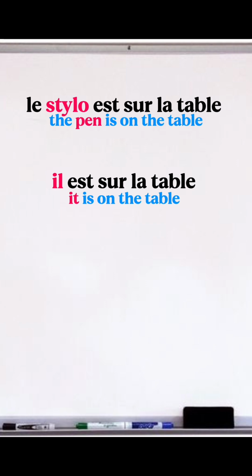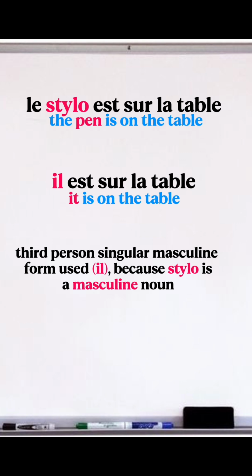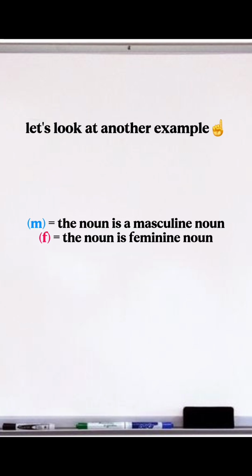You see, I use the third person masculine singular. So it's almost like I said, he is on the table. But of course, in English, the appropriate translation will be it, because a pen is an object, not a person. Let's look at another example.